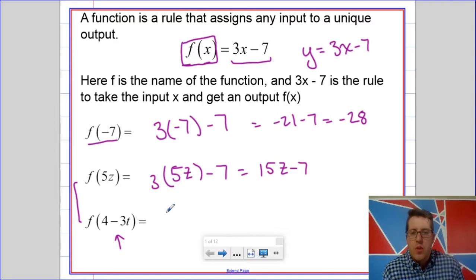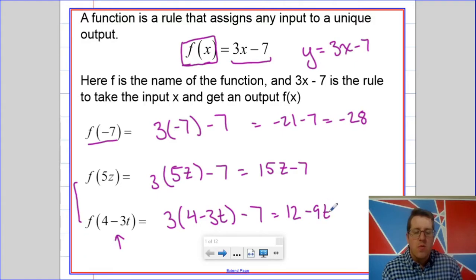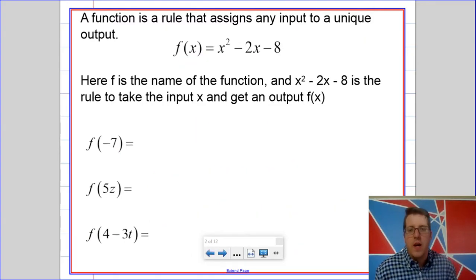So you would take 3 times the input, in this case it's 4 minus 3t, and then subtract 7. So that would be 12 minus 9t when we do our distribution, minus 7, which is 5 minus 9t. Easy enough, I hope. Okay, so moving on. You need to think of a function as having a job. So this function's job is to take an input. That's how it always starts.